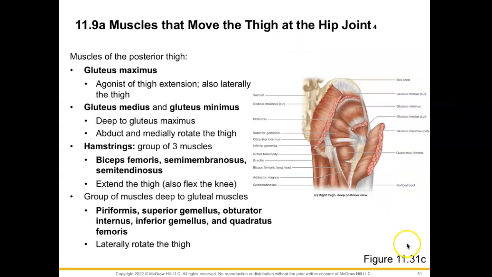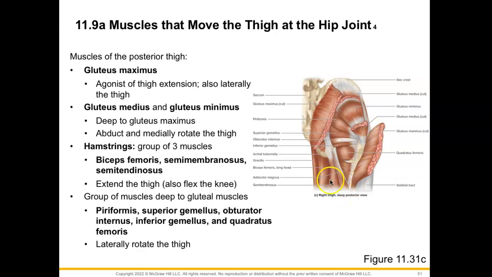Now let's look at the posterior thigh in the gluteal region. First, we have the gluteus maximus, which has been cut in order for you to see some deeper muscles, but this gluteus maximus is going to be the agonist of thigh extension and can also laterally rotate our thigh. Deep to it, we have our gluteus medius, which has also been cut so that you can see the deeper gluteus minimus. And these two muscles are going to do the same thing. They will abduct and medially rotate the thigh.